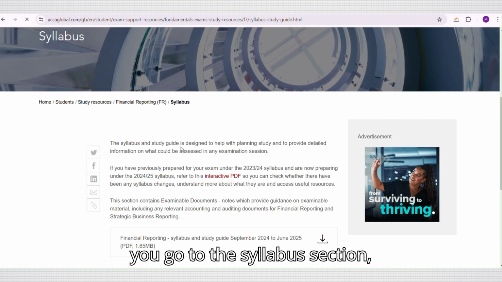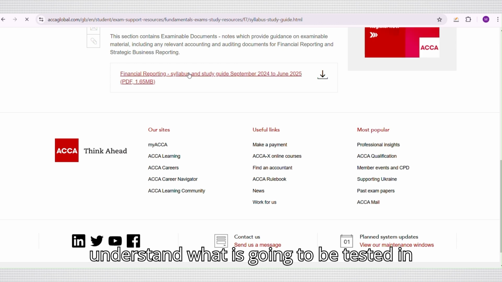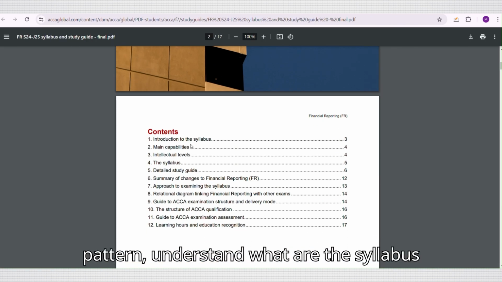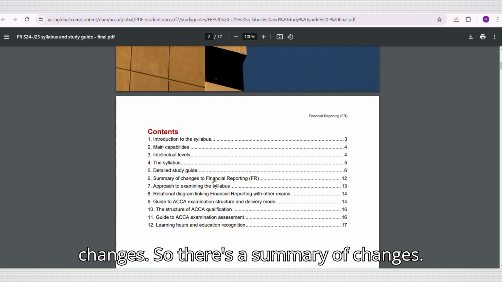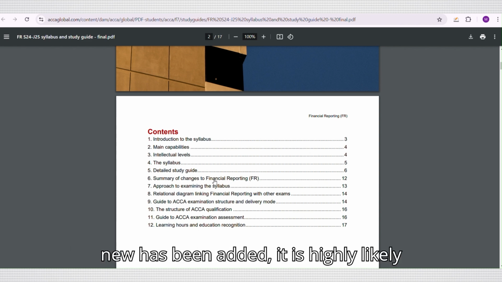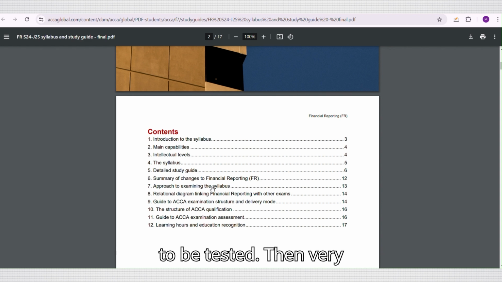So you go to the syllabus section, understand what is going to be tested in your subject, understand the exam pattern, understand what are the syllabus changes. So there's a summary of changes. Very important, because whenever something new has been added, it is highly likely to be tested.